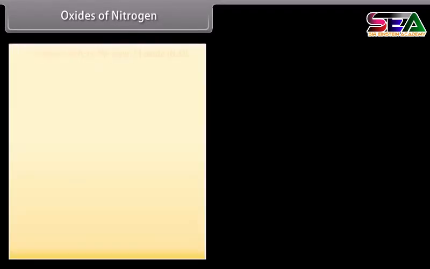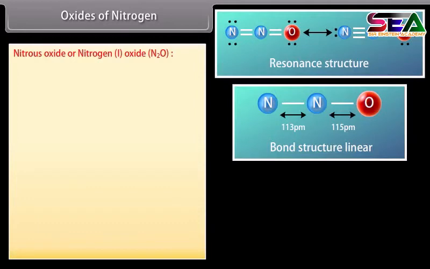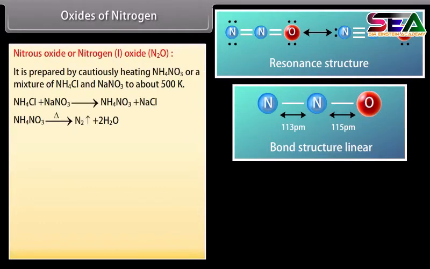Oxides of nitrogen. Nitrogen forms a number of oxides in different oxidation states. Nitrous oxide or nitrogen(I) oxide. It is prepared by cautiously heating NH4NO3 or a mixture of NH4Cl and NaNO3 to about 500 Kelvin.